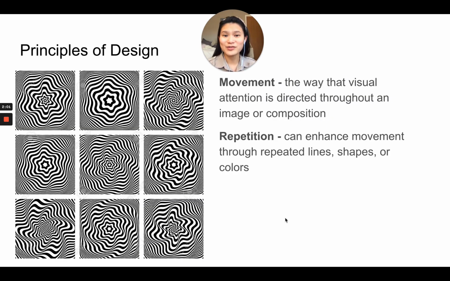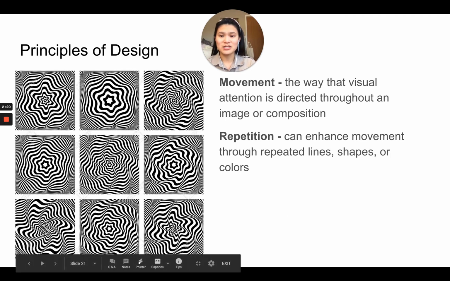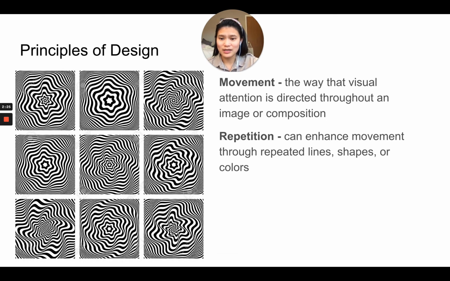Now we're gonna move into movement, which is the way that visual attention is directed throughout an image or composition, and that can be enhanced by repetition, which could be repeated lines, shapes, or colors. Here we have some different designs that have repetition of these squiggly or wavy lines, and if you really stare at them, they start to move, which could get into optical illusion, which we'll talk about a little bit later. But it moves your eye centrally through that composition.